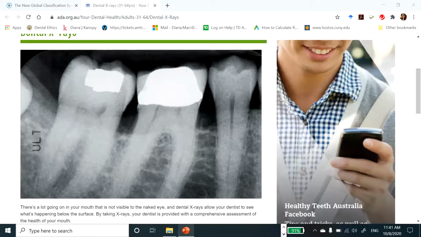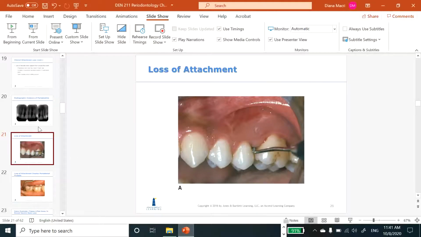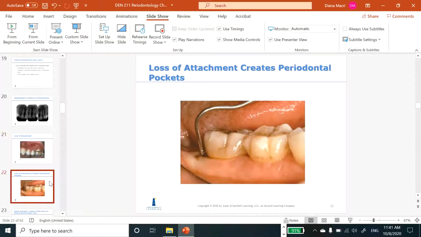Okay, so let's go back to our PowerPoint, and I'm going to stay here. It's actually easier if I stay. I can't be without my little pointing thing here. And once again, these images are showing us that just because a tissue looks a certain way doesn't mean that there is no disease there.